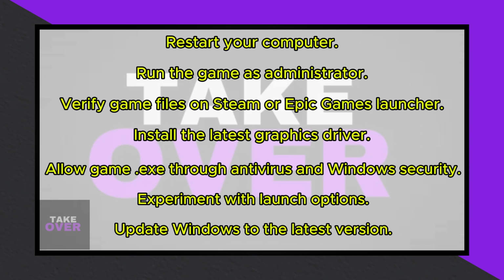For Steam users, right-click the game, select Manage, then Browse Local Files. Navigate to the Binaries, Win64 folder and run the game's .exe file. For Epic Games users, locate the game folder in Program Files, then follow the same steps. If the game still doesn't launch, try running it as an administrator again.